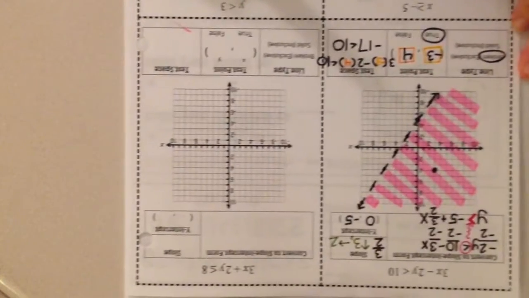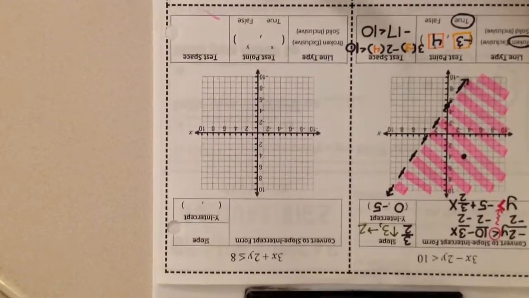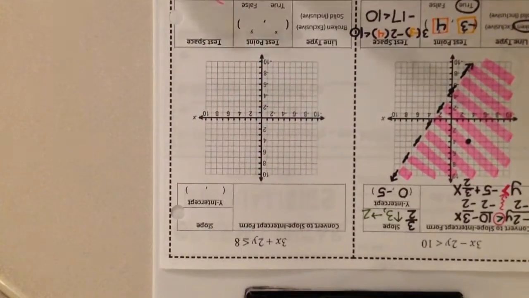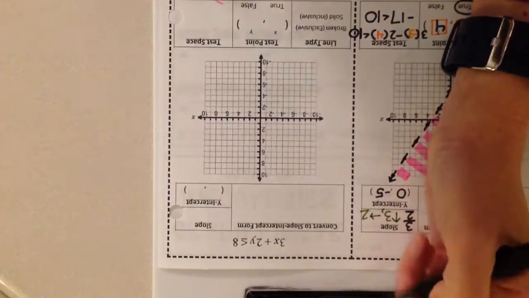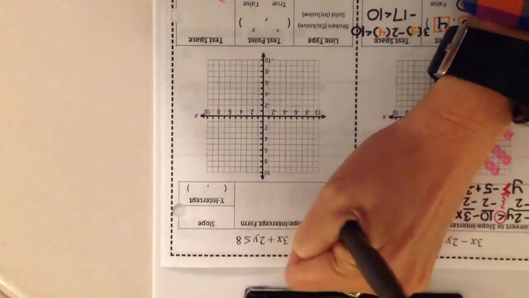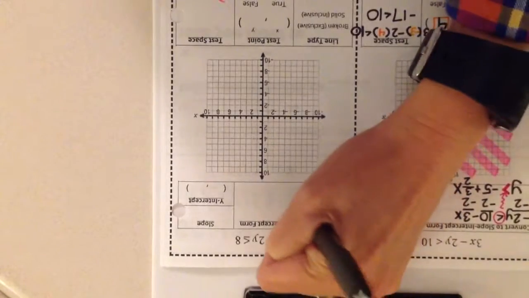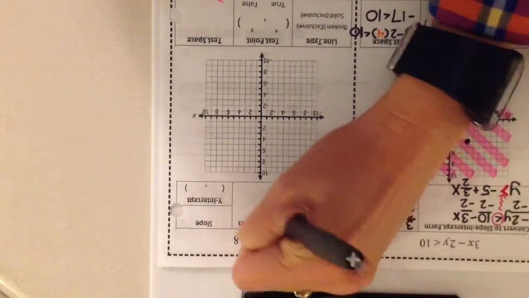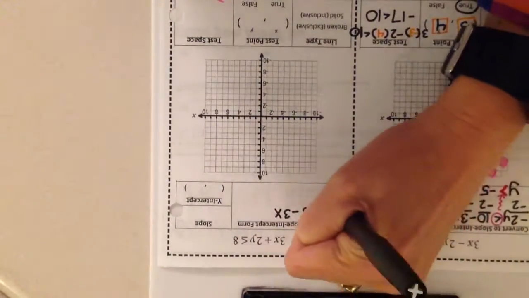Okay, let's look at the next one. So I have 3 times the value of X plus 2Y is less than or equal to 8. So again, I have to make this Y equals MX plus B so that I can graph it. So I'm going to subtract 3X from both sides. So I'm going to get 2Y is less than or equal to 8 minus 3X. We're going to divide by 2.